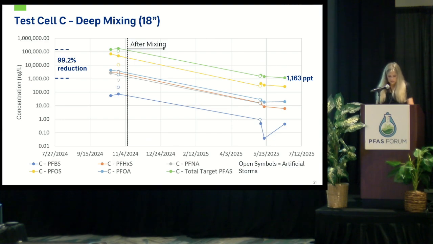In summary, the pilot demonstrates that for the site conditions and geology, incorporating an adsorptive amendment at greater depths was the most effective approach for reducing PFAS concentrations in stormwater.